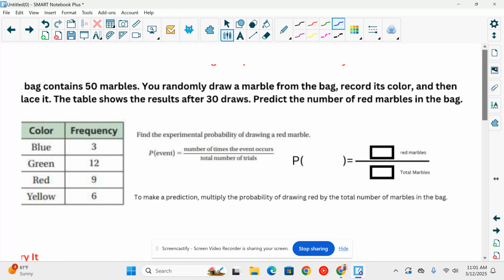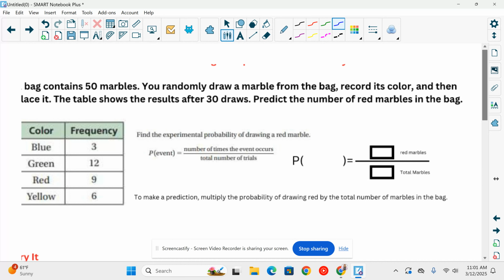All right, here's our last page for today. We can take our experimental data and make predictions about a larger amount. That's what you did yesterday with your experiment. If a bag contains 50 marbles, you're going to conduct an experiment where you take a marble out and then you put it back. But before you put it back, you record what you got. You do this 30 times. Predict the number of red marbles in the bag.